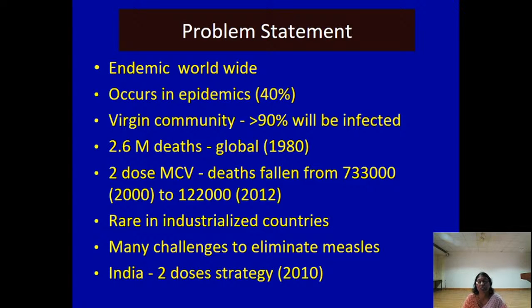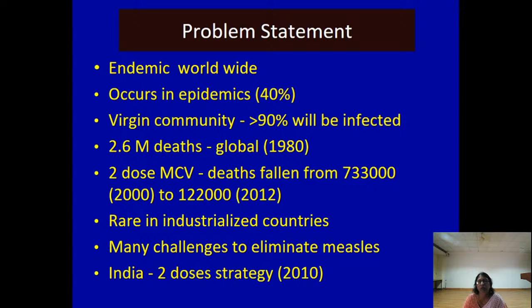After introduction of 2 doses, the deaths throughout the globe have fallen from 7 lakhs to 1,22,000 in 2012. So in 12 years, there is a tremendous drop of deaths from 7 lakhs to 1 lakh. And it is very rare in industrialized countries. Many challenges are there to eliminate measles. We will look into it.